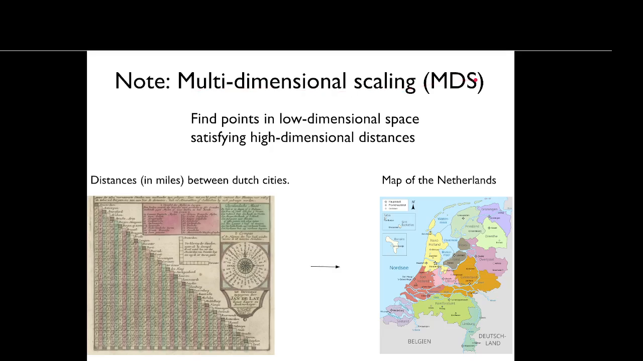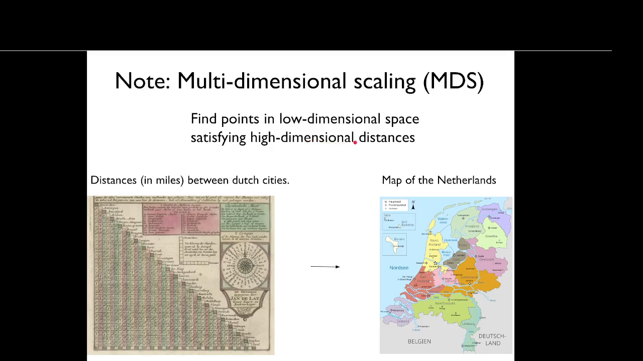And essentially what multidimensional scaling does, it tries to find points in low-dimensional space that satisfy high-dimensional distances. So PCA was taking the high-dimensional vector. MDS takes high-dimensional distances. Now you may say, well, what's the point? That is not a huge difference.